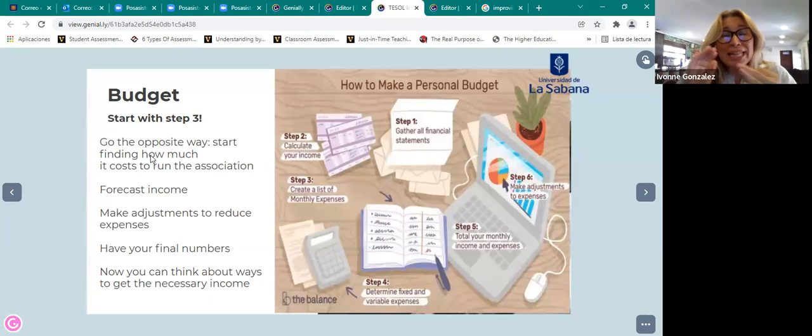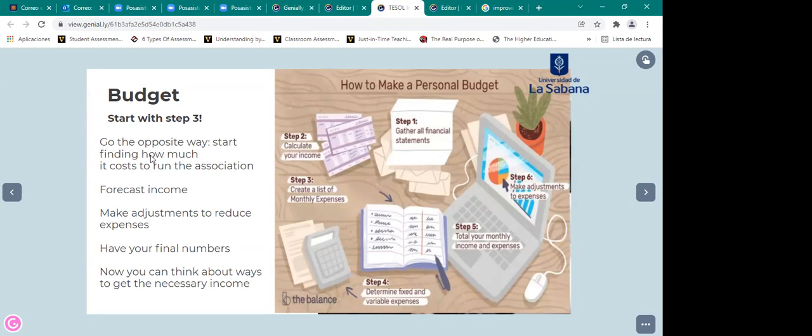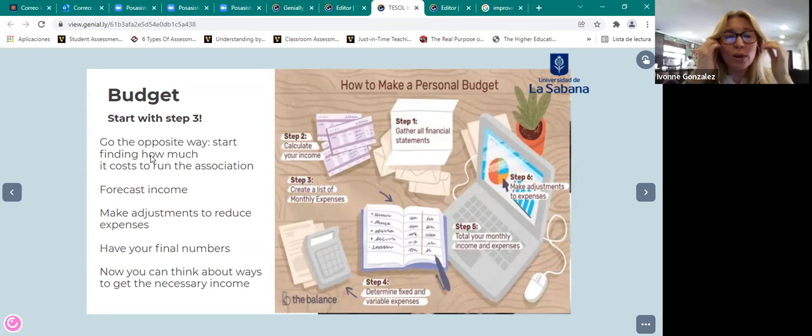Now, in this forecasting, we have to check if it is feasible to get that amount of money. If not, we have to make adjustments to reduce the expenses. After making those adjustments, we will have the final numbers. And with those numbers, now we can think about the best ways to get the necessary income to cover them.